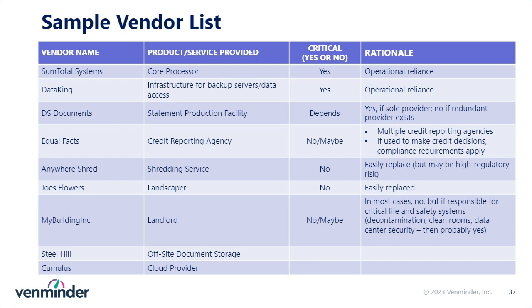So this is one of those examples where you really have to just take a deeper dive and look at what they're doing. In most cases, our landlords are probably not going to be critical, but if they're doing these specialized services, definitely want to take a deeper look, think about those impacts, because they may in fact be critical vendors.